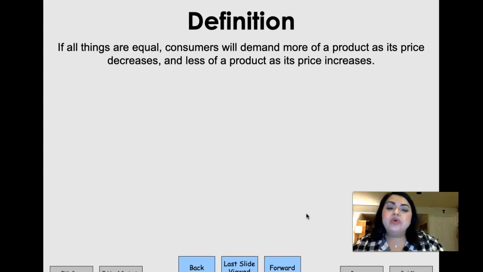So here's the actual definition for demand. It says, if all things are equal, consumers will demand more of a product as its price decreases, and less of a product as its price increases. So this is intuitive. If you go to the store and you see a product on sale, and you've been wanting to have this product, you've heard about it, maybe it's a new face lotion that makes your skin all clear, and it's like $10 off, you're more apt to buy it, right? When the price goes down, the demand for the product will go up. That's the law of demand.